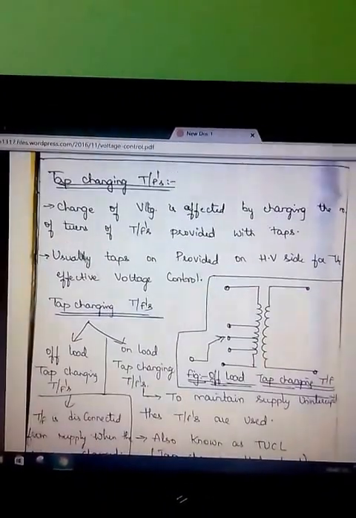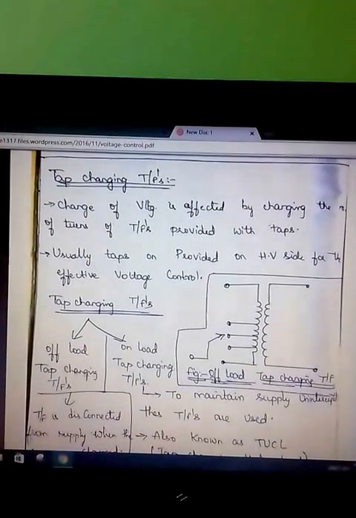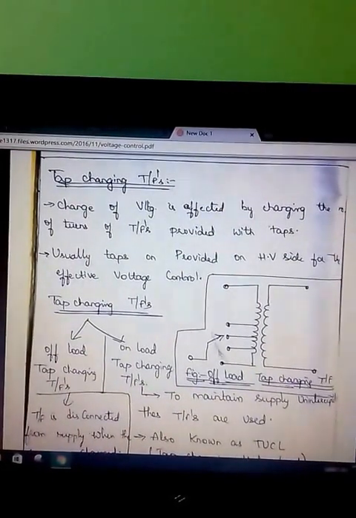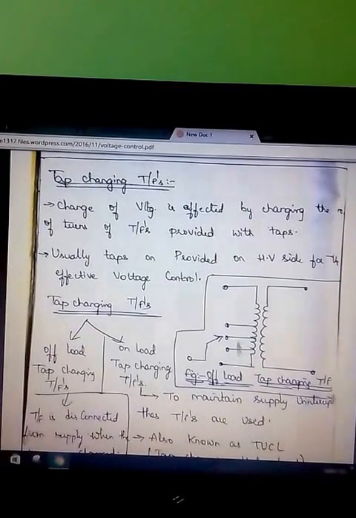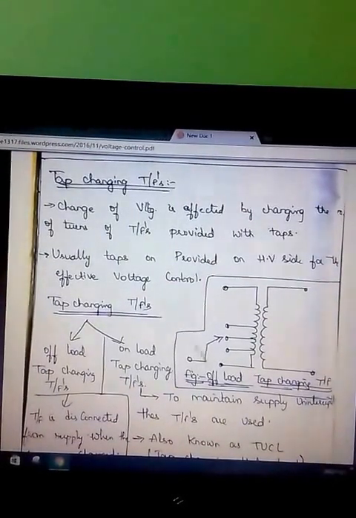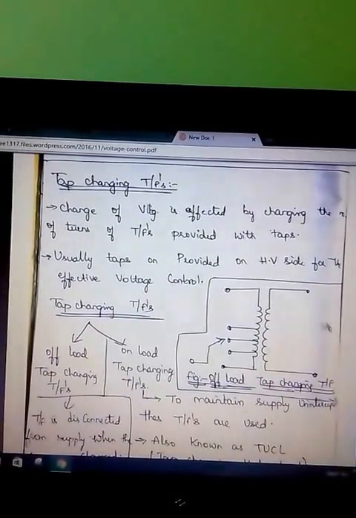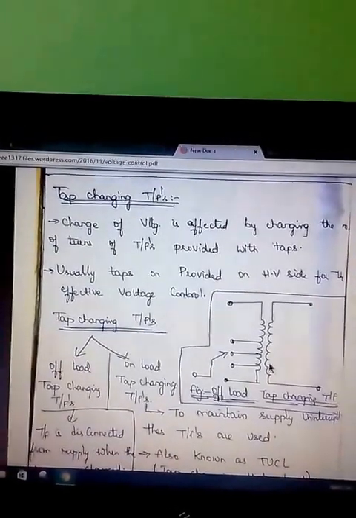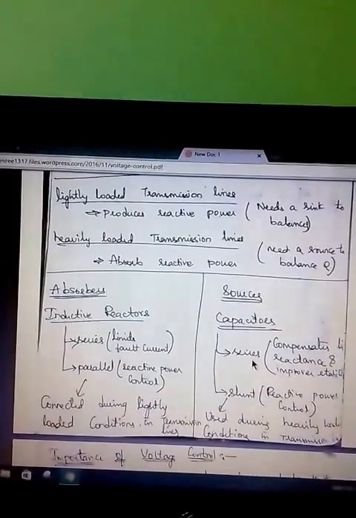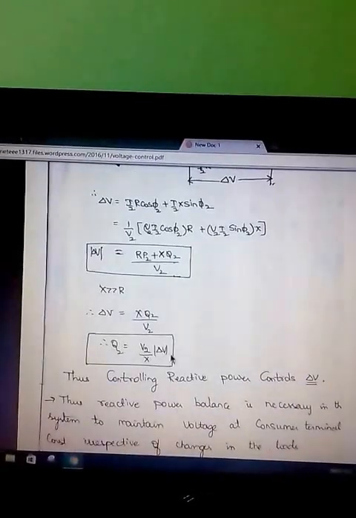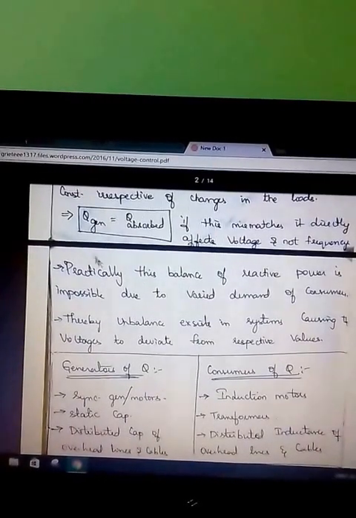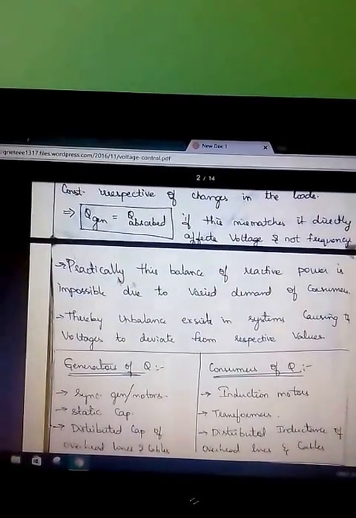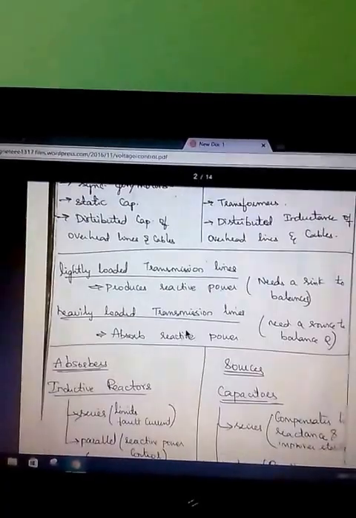If you see tap changing transformers, there are two types: off-load and on-load. For off-load, the diagram is shown here. You vary the taps by moving this knob, and the voltage across the secondary terminals is changed accordingly. We have already seen in the above expression that if the voltage is changed, the reactive power can be controlled. So this expression is satisfied. This is one of the methods.